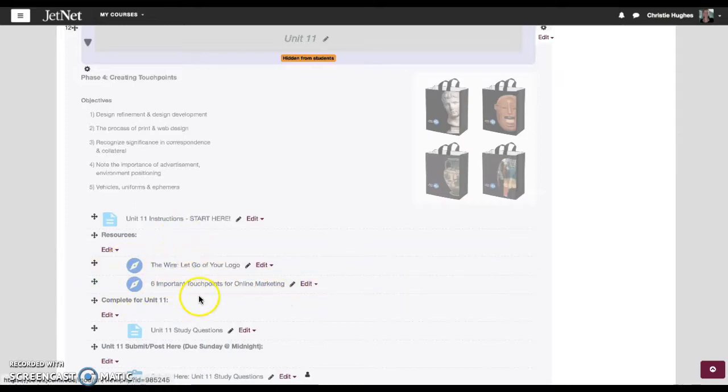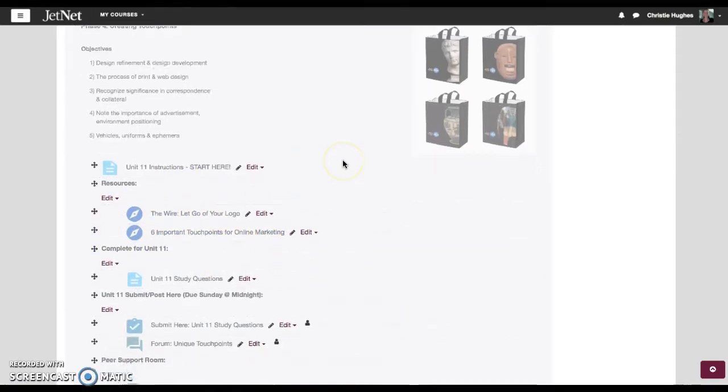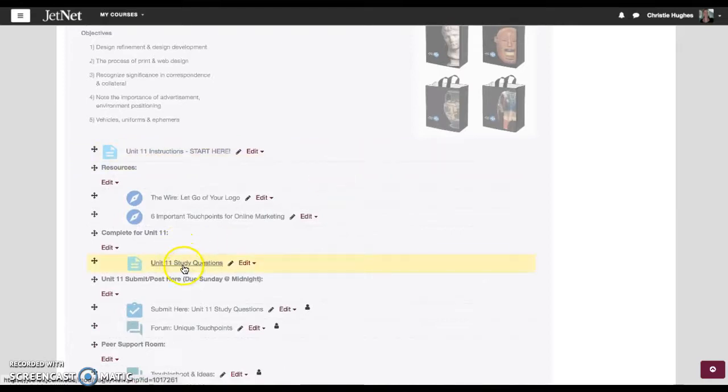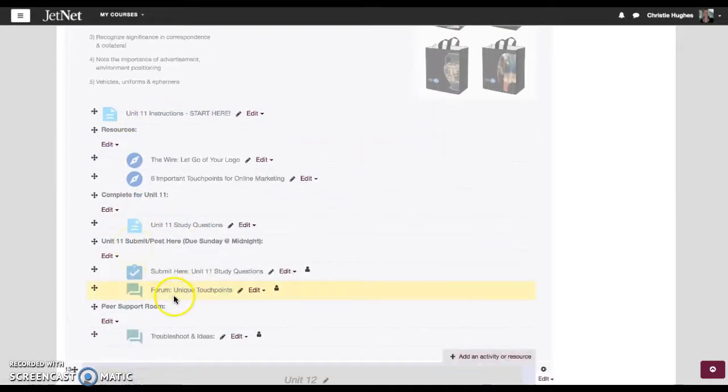Some important resources I think that support what we're focused on. I have some study questions for this unit, as well as a unique forum that I want you to focus on that kind of focuses back on some of these different resources that I provided you. I obviously want to know your perspective and see how you can discuss it with your classmates.